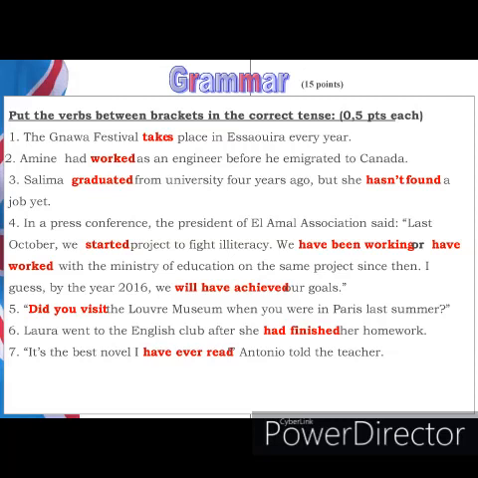Number five, did you visit the Louvre Museum when you were in Paris last summer? Okay, this is very easy.